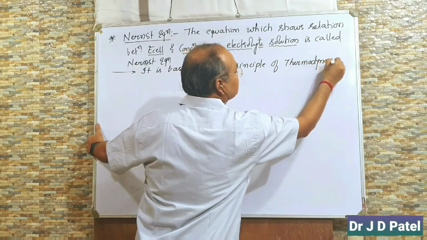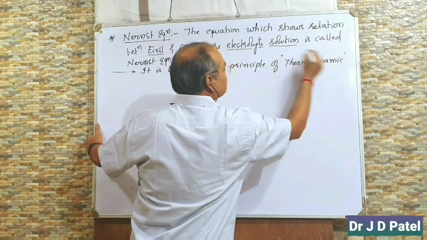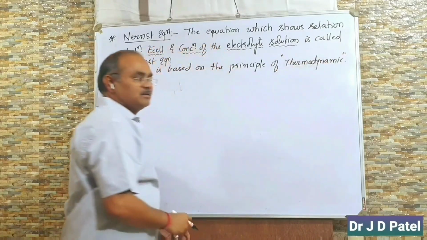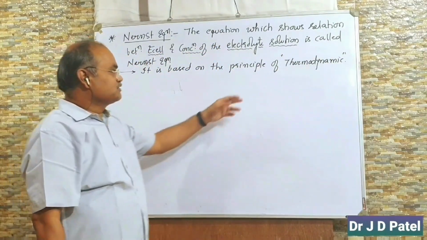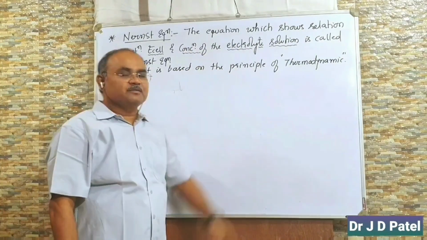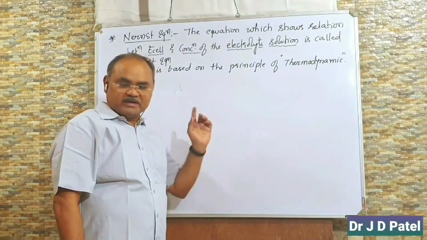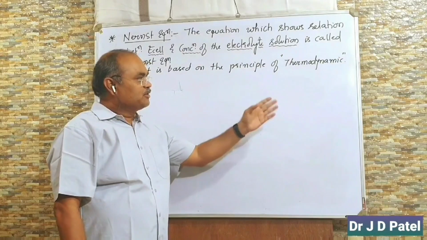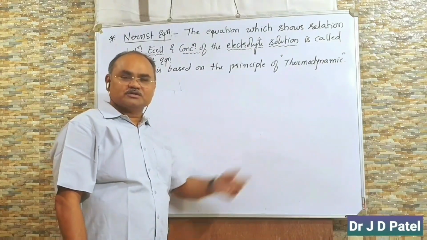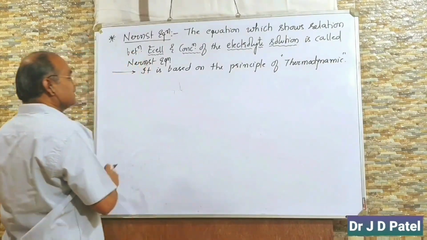So this question has also been asked in the exam. The question was asked: Nernst equation is based on the principle of dash, or you can say on the principle of thermodynamics, on the principle of Newton's law of motion. Different MCQ options will be given, right? Now what is the Nernst equation?